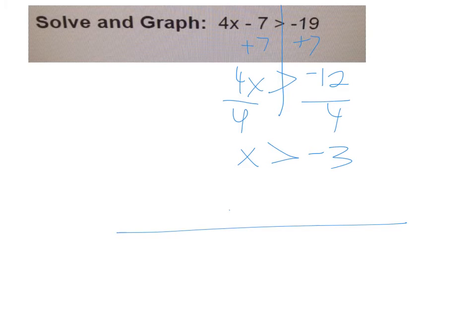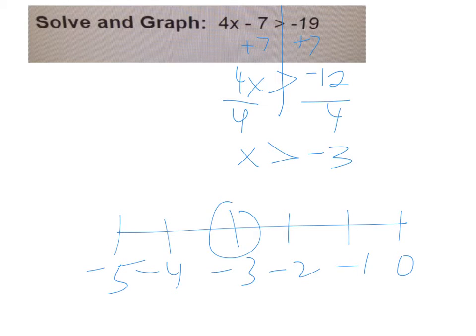So when you graph this, you'll have negative 5, negative 4, negative 3, negative 2, negative 1, and then just 0. This will be an open circle because it's not equal to negative 3. And then what numbers are greater than negative 3? The numbers bigger than negative 3 are negative 2, negative 1, and 0.